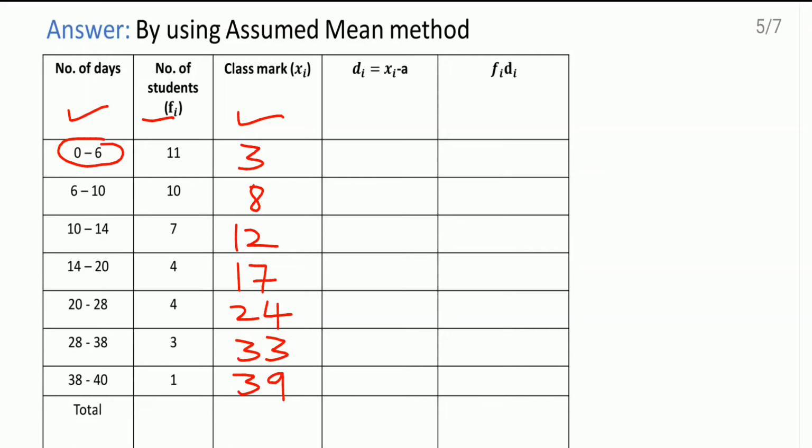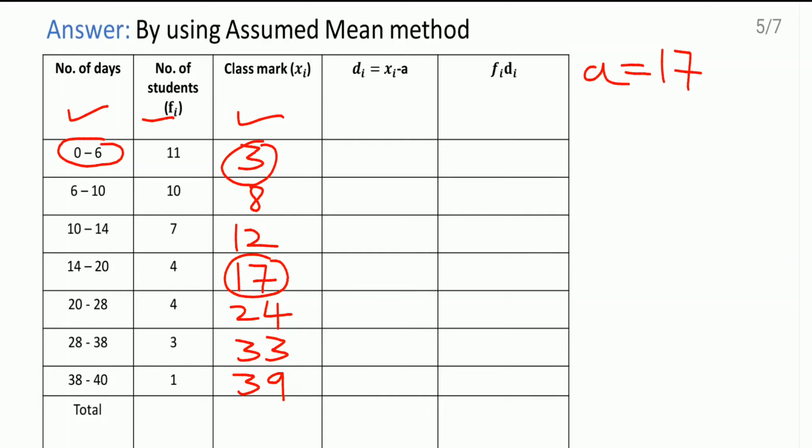Now, di means xi minus a. So I need to choose a. I will choose a from somewhere around the middle value of xi. From these values, which one is the middle value here? 17. So my a, that means the assumed mean, is 17. Now di means xi minus a. This one is xi, so 3 minus 17. No need to divide, we just need to write down the subtraction.